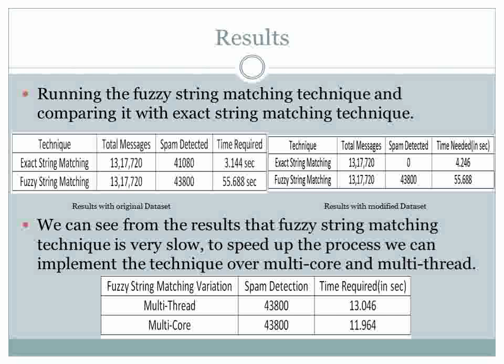To speed up the process, we exploited the multi-core and multi-thread features of the CPU. In the final table we can see that the spam detection rate is the same as above, but the time required has significantly decreased, and in our case multi-core outperformed multi-thread.